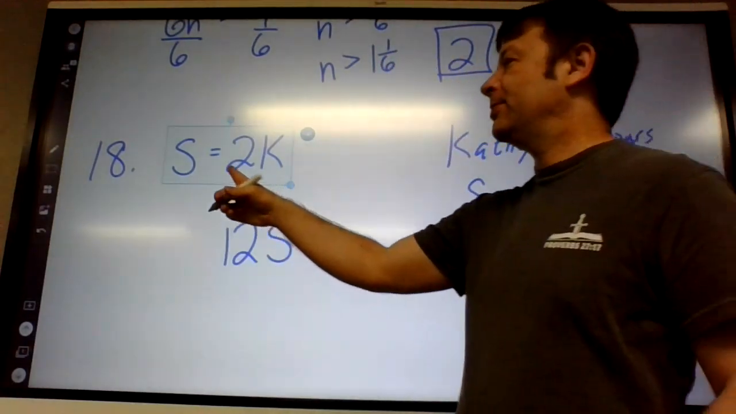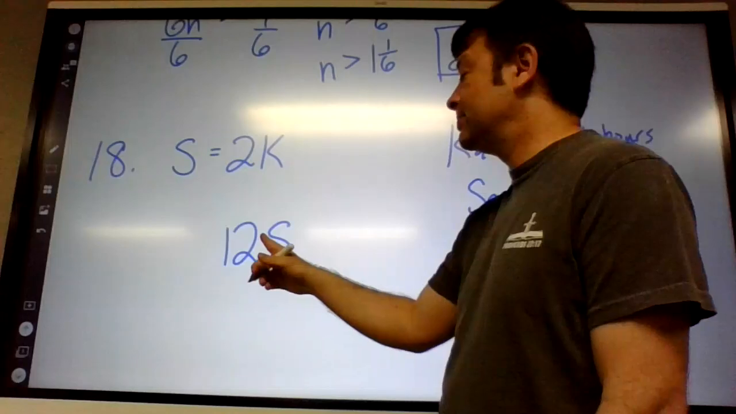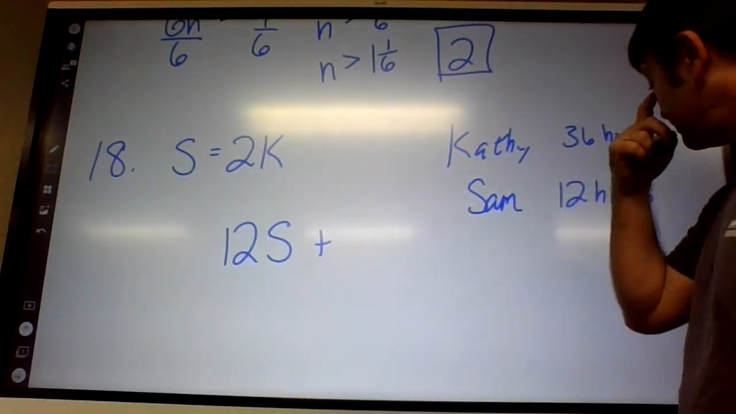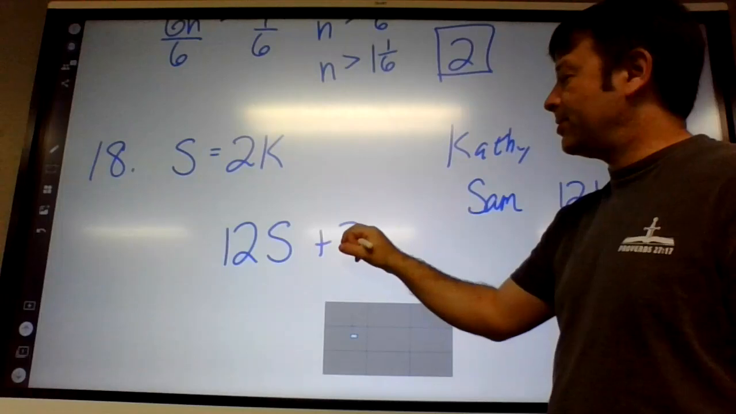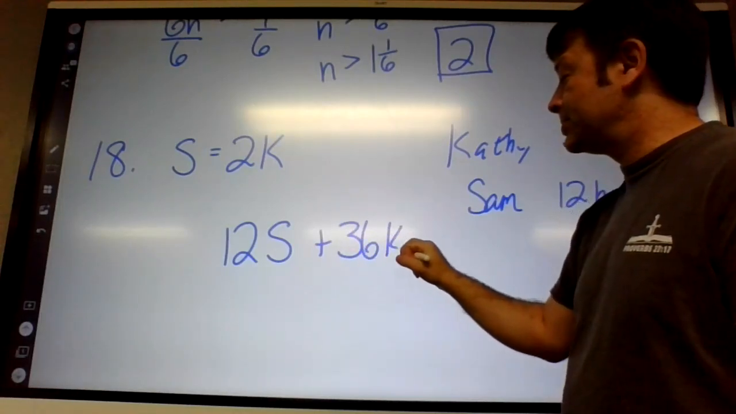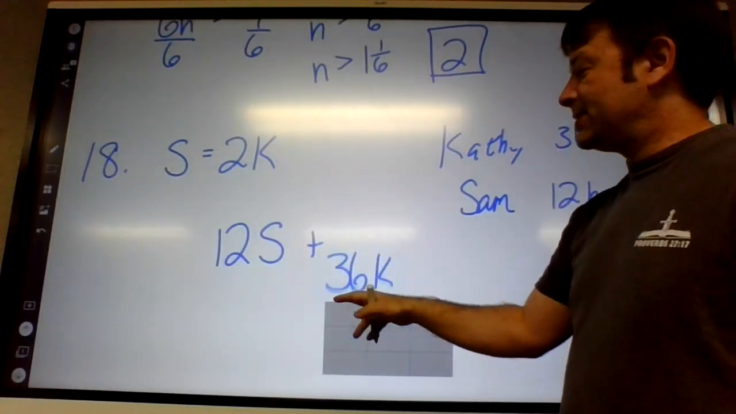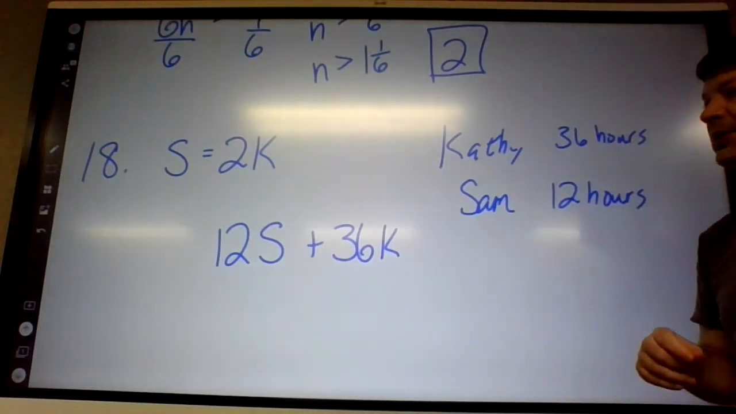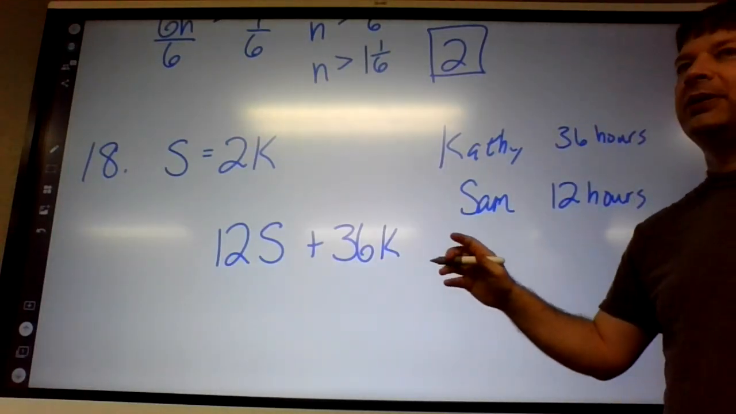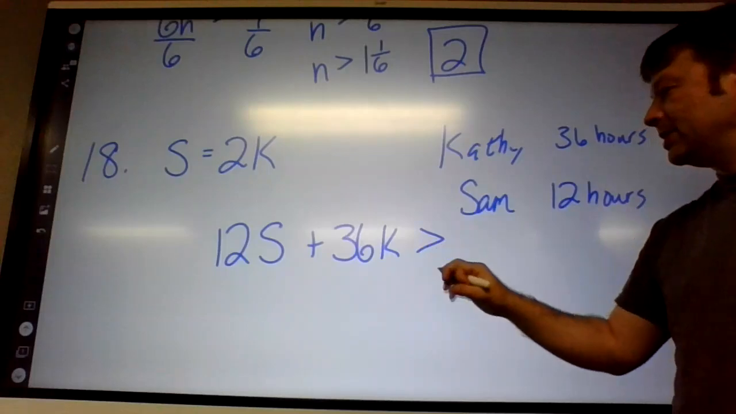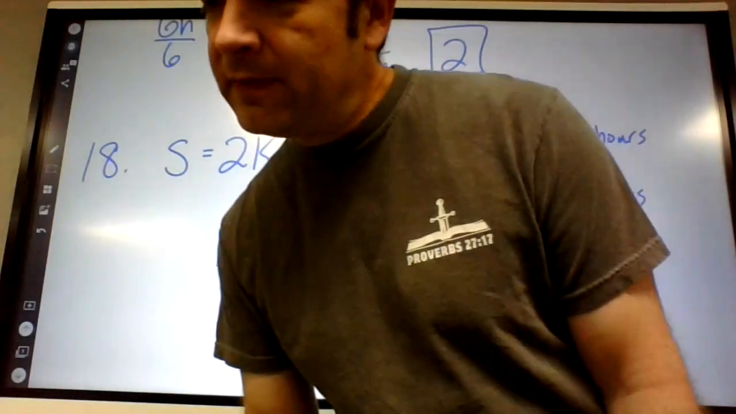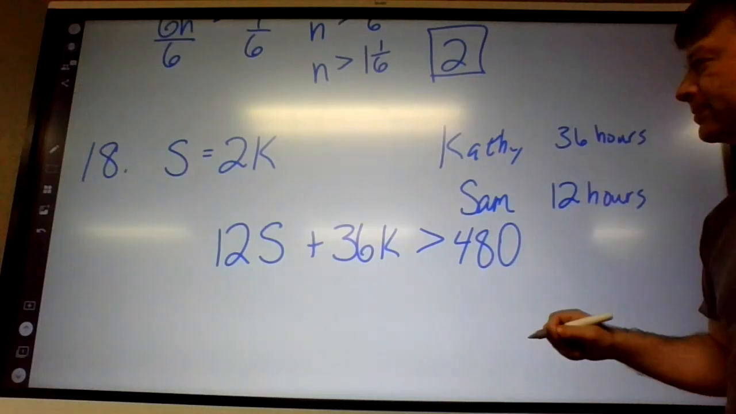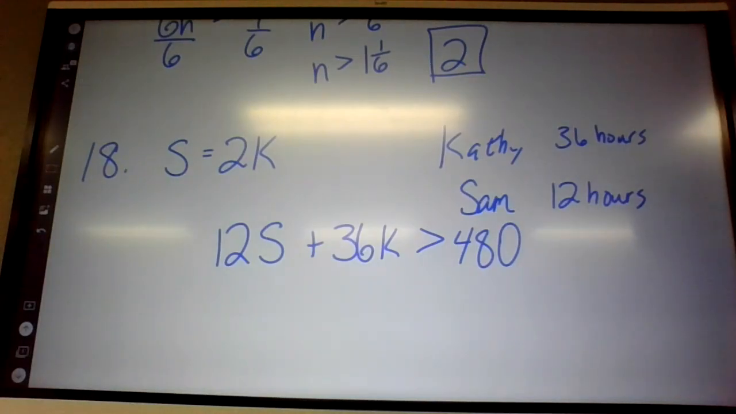We don't know how much he gets paid per hour yet, but this represents how much he made. Plus, Kathy worked 36, so you take her hours times her hourly wage. And it says together their salaries exceed. What does exceed mean? Greater than, yes. What did it exceed? 480. Okay. Now, we're getting close. We're almost done.